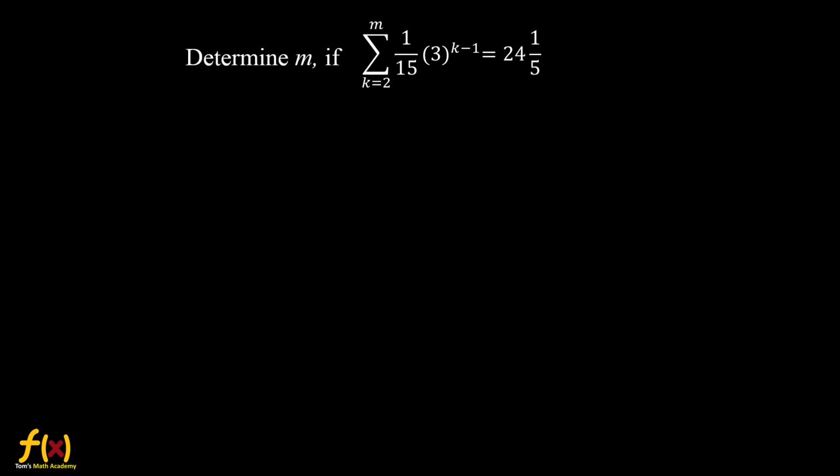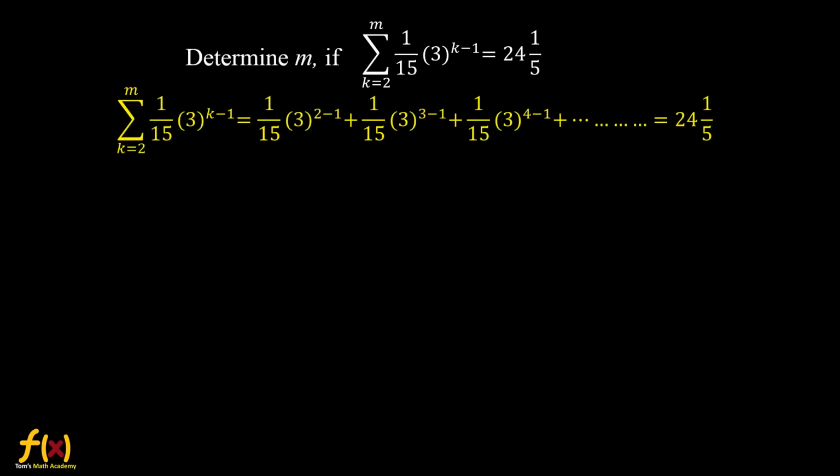Again, determine m if sigma k equal to 2 to m of 1 over 15 times 3 to the power k minus 1 equals 24 and 1 over 5. Okay, first we must know the terms. We substitute starting from k equal to 2. Then we write all the terms. We get 0,2, use the calculator, 0,6, 1,8. And the sum is 24 and 1 over 5.